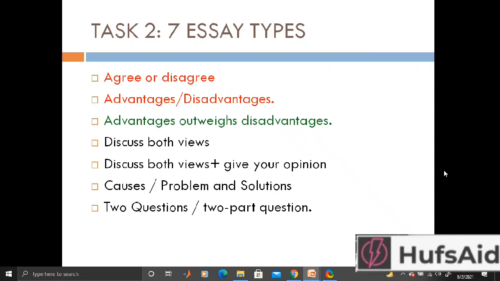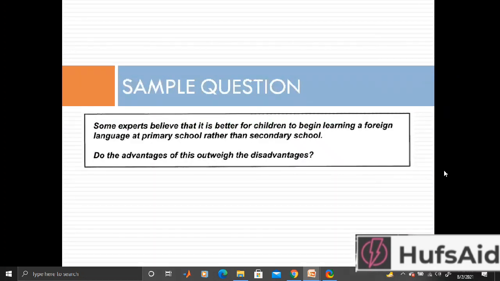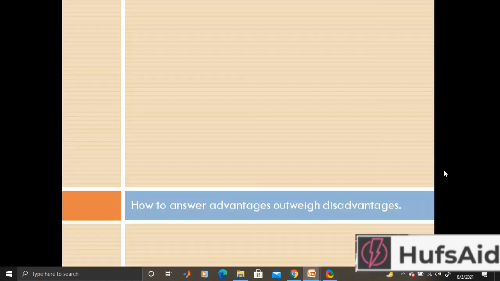So here I have a simple question that says some experts believe that it is better for children to begin learning a foreign language at primary school rather than secondary school. Do the advantages of this outweigh the disadvantages? So we will follow our practice that we are going to decide how we are going to answer this essay.